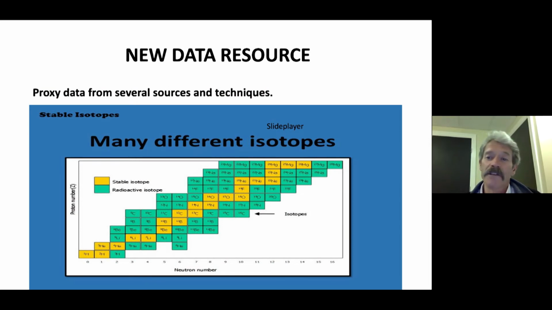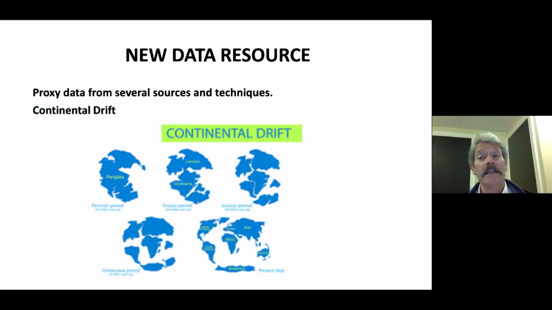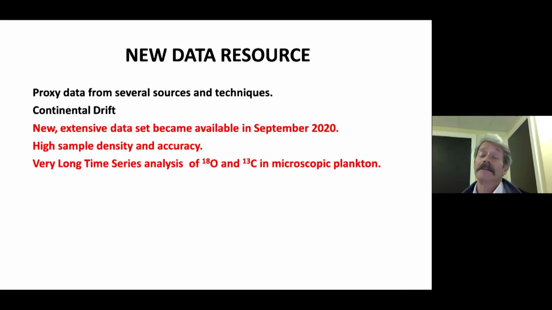The information presented so far has been derived from a variety of different proxy data, as we mentioned, isotopes shown here. Understanding continental drift has enabled us to analyze the most significant factors at work and compile them into a real geologic time-scaled story. In 2020, then, a new source of excellent proxy data became available. This covers the past 67 million years with a high sample density and accuracy.